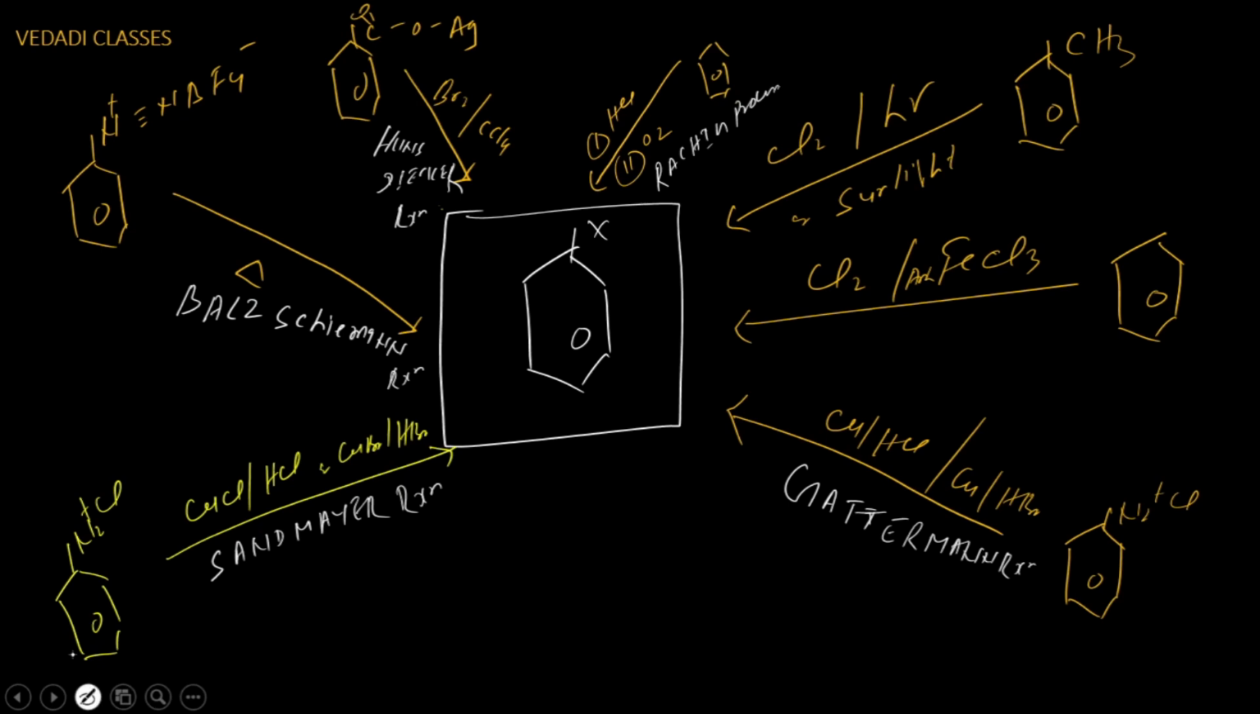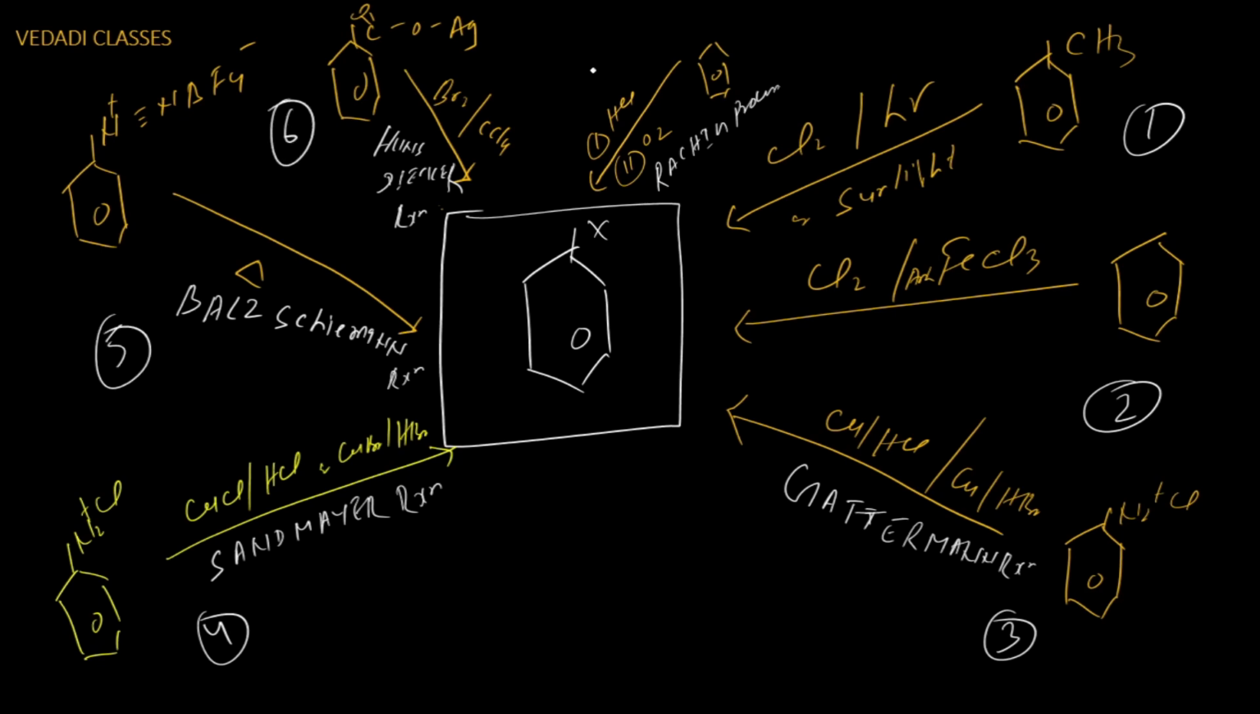So how many reactions do we have? Wait a second. We have 1, 2, 3, 4, 5, 6 and 7. So these are the 7 reactions we have.